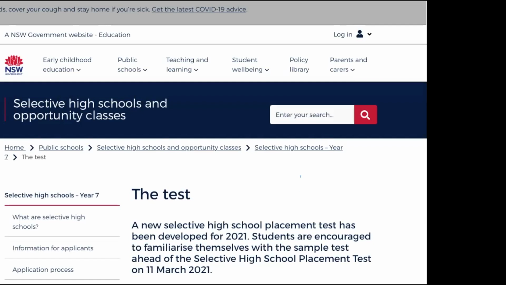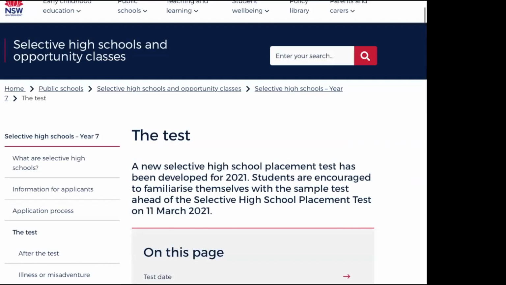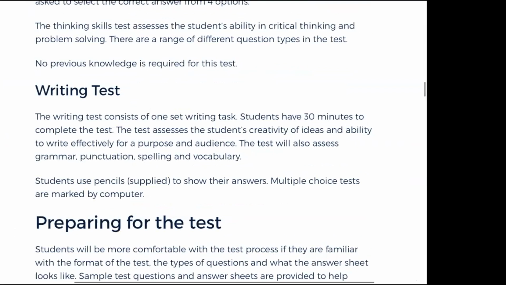Another very important thing that I want to draw your attention to is if we look at the Department of Education NSW government website, specifically looking at the writing test section over here, there's a few key things that we should note as we're reading this briefing. So one of them is, of course, it consists of one set writing task. You have 30 minutes in which to write this. The test assesses the students' creativity of ideas.